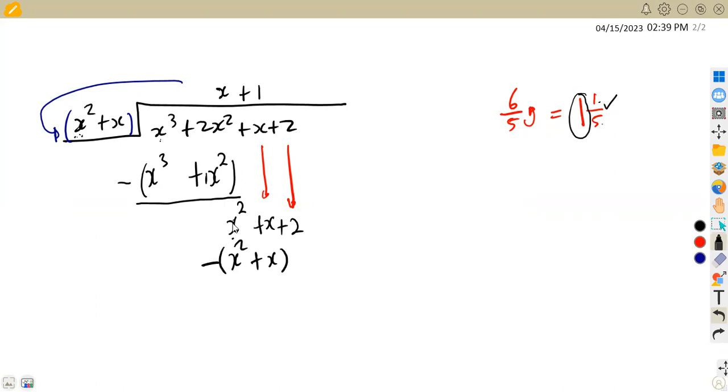So if we can subtract, that's x squared minus x squared, which gives us a 0. X minus x, that's a 0 again. So we are going to remain with just a positive 2, which is our remainder, because we can't divide here. 2 divided by x squared, we can't divide here. So that means this is your remainder.